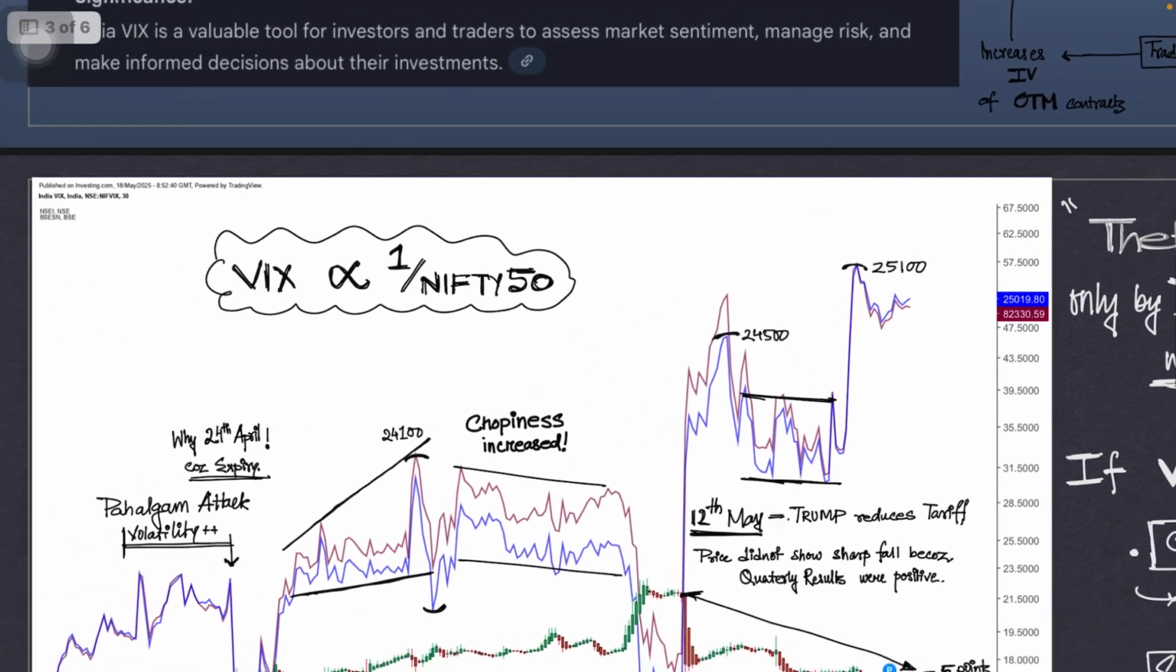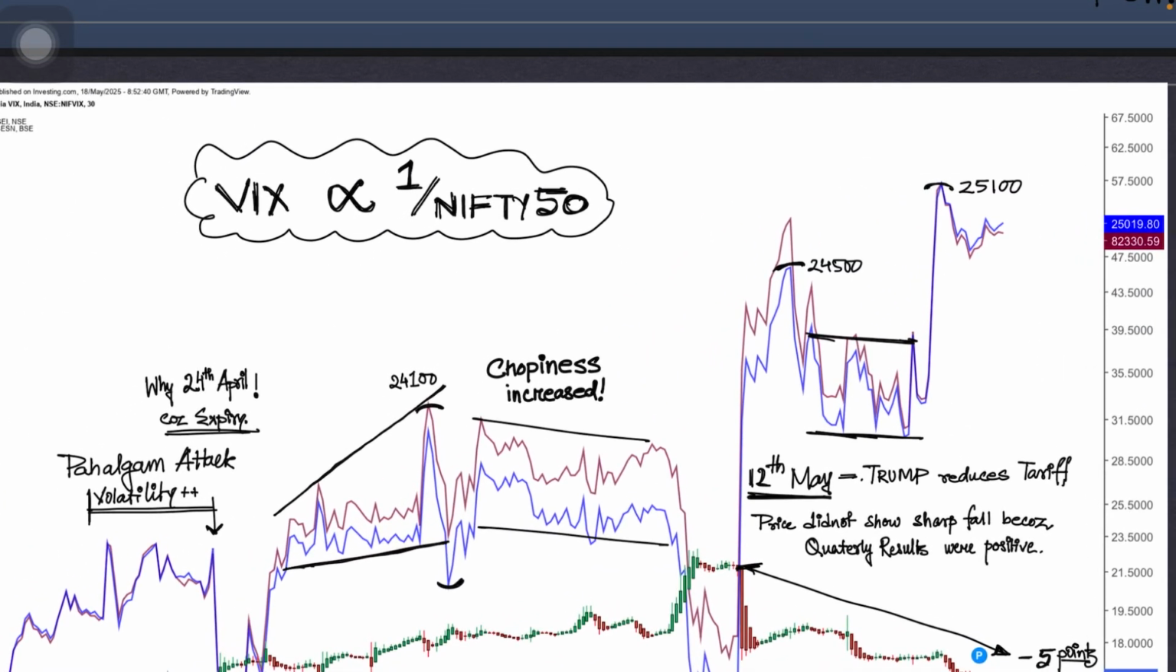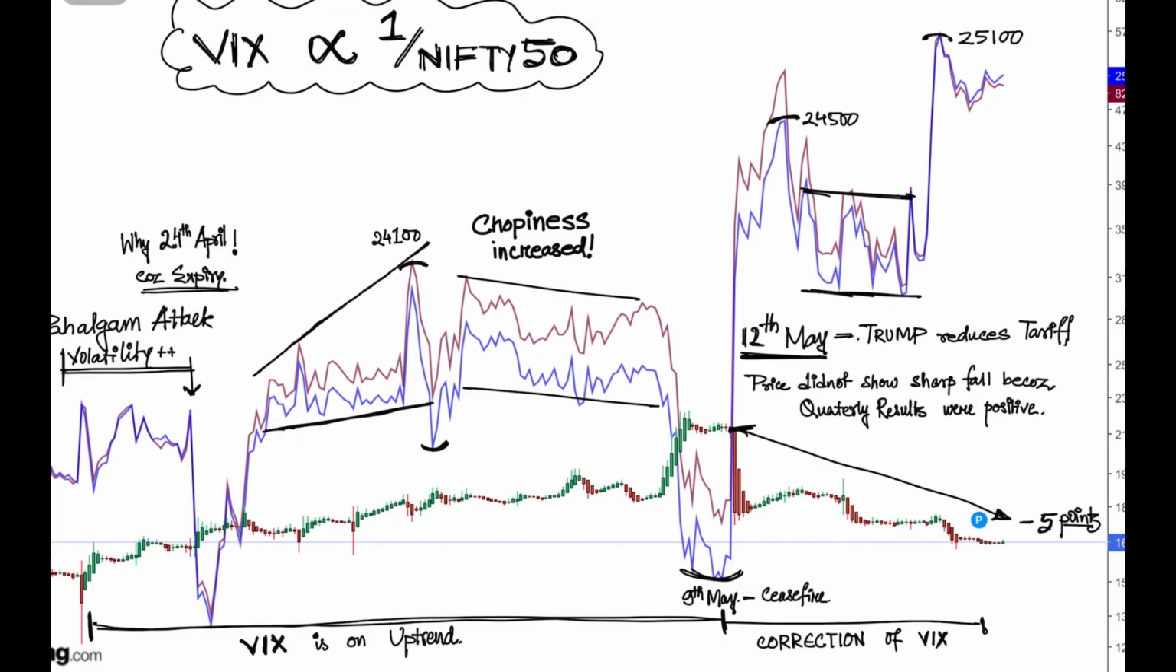Let's come back to the main theme of the video, which is to understand the time series of volatility during the period of Operation Sindoor. We already have an assumption in our head that VIX is inversely proportional to the Nifty 50. So starting from the very first day, the Pahalgam attack happened on 22nd of April, which transcended into the market volatility of 24th April because that was an expiry. Since then on, we saw the VIX was on an uptrend and the choppiness drastically increased till 9th May when a ceasefire agreement was declared between two nations.